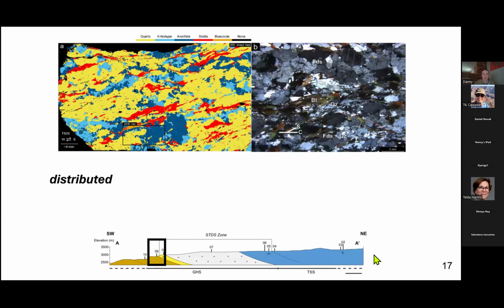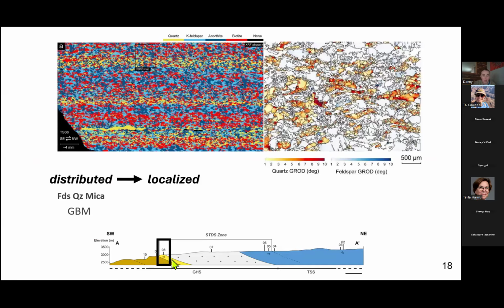So starting at the lowest levels within the Greater Himalayan sequence, I saw that deformation had a distributed style across all major constituent minerals, including feldspar, quartz, and mica. And at this structural level, quartz is deforming primarily by grain boundary migration, so dynamic recrystallization, where grain boundary migration is the major mechanism.